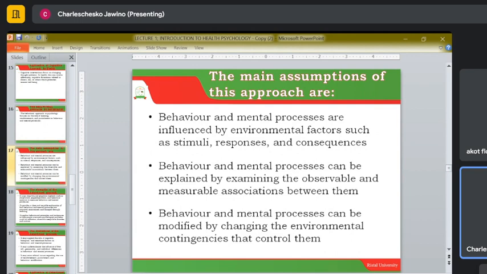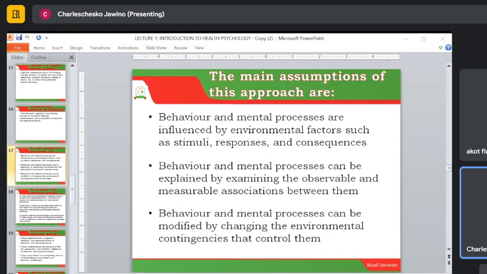It also assumes that behavior and mental processes can be modified by changing the environmental contingencies that control them, in a way that if we change an environment from which an individual has been growing up or developing, it will also change the response to that changed environment. That's an assumption of the behavioral approach. In other words, people who smoke, for example, what if we try to limit import and export of cigarettes?